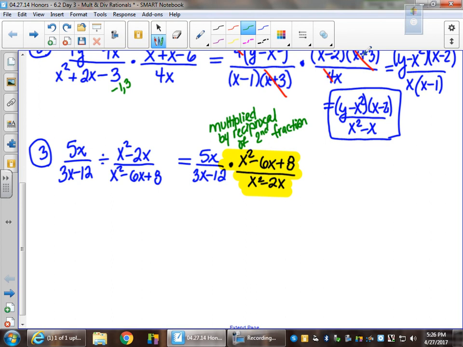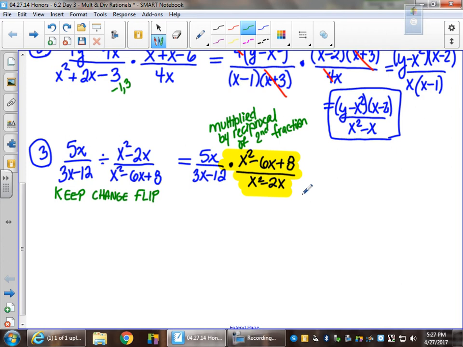A short way of remembering it that some people like is called keep, change, flip. So what keep, change, flip means is keep the first fraction, change division to multiplication, and flip the second fraction. Keep, change, flip. So you can either remember it that way, or multiply by the reciprocal of the second fraction, whichever works for you.